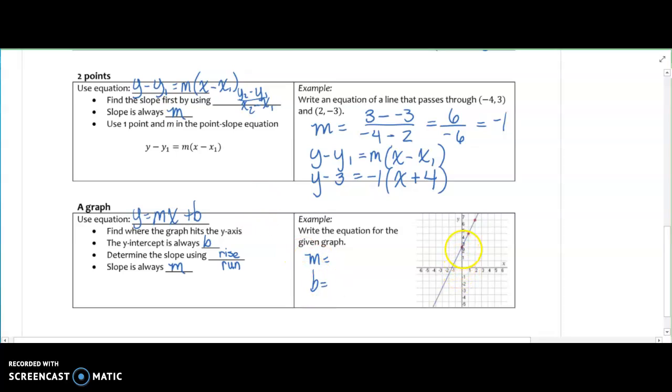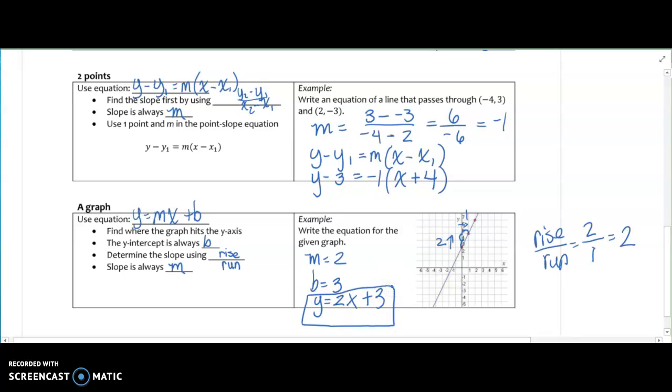So let's start with our b. It crosses the y-axis at a positive 3, so my b is 3. That's my y-intercept. Now from there, I want to know what my slope is. So I'm going to use rise over run to find my slope. So from here, I'm going to go up 1, 2 is my rise, and then over 1 is my run. So I went up 2 and to the right 1. So rise over run, 2 over 1 simplifies to a positive 2, so my slope is 2. Y equals mx plus b. Y equals 2x plus 3.